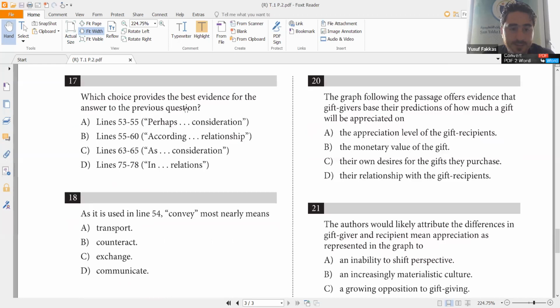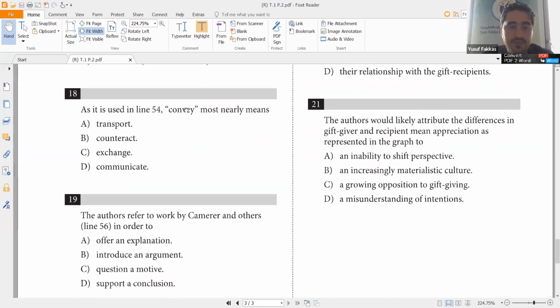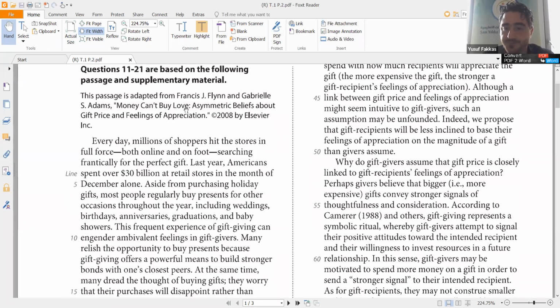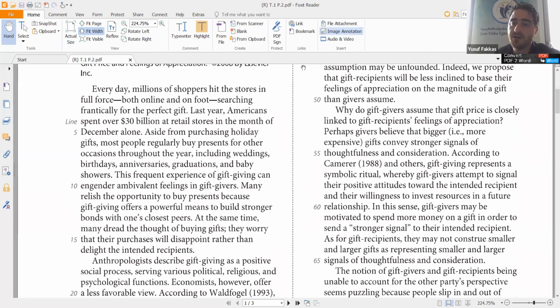Okay. Now here we have in line 54, convey. What is the first step when we are asked about the meaning of a specific word? Let's follow the steps. Number one, part of speech. So gifts convey stronger signals of thoughtfulness and consideration.